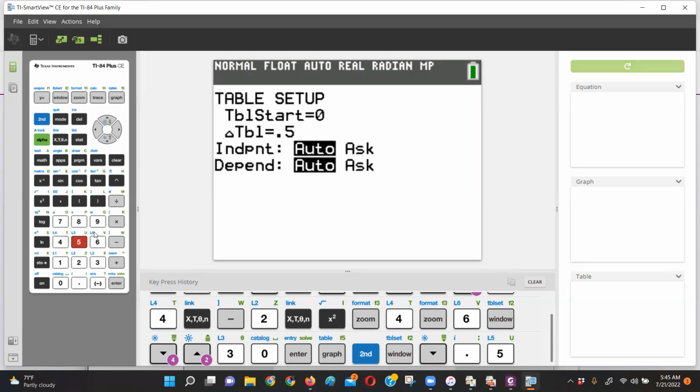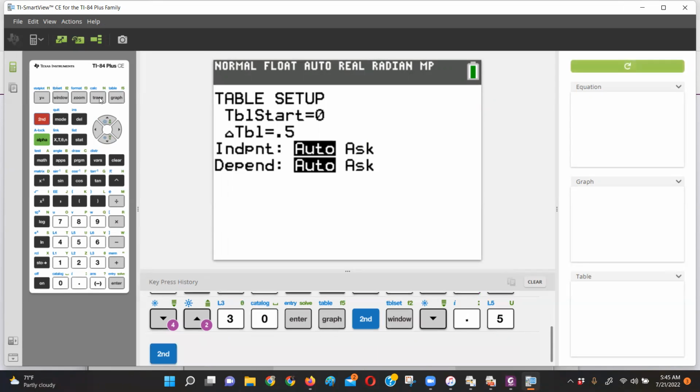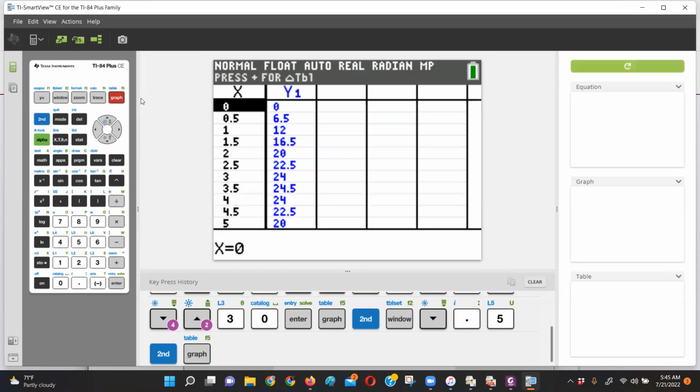That's how the increments work. It's going to evaluate the function at 0, then at 0.5, at 1, at 1.5, and so on. Leave these both on auto, because that way it'll automatically do that. Then just do second table, and this is how high the values of the function are, so we'll want to copy down the 0, the 6.5, the 12, the 16.5, and so on, okay?